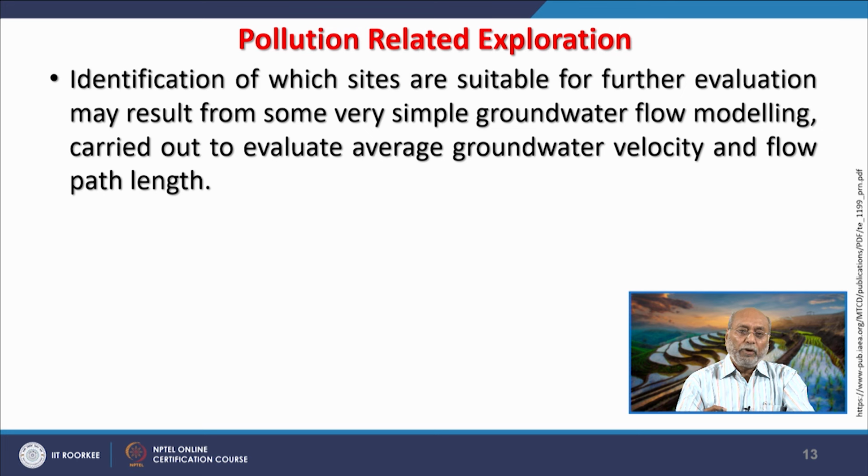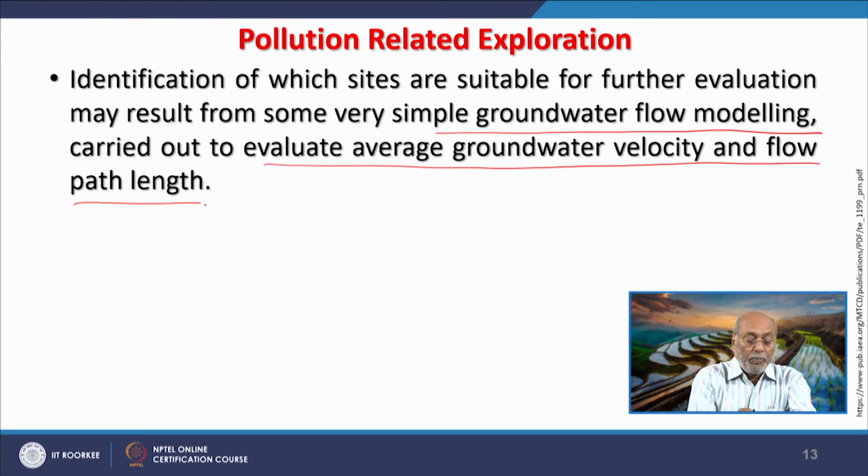If there is no choice and it is only one site, then that cannot be a very good decision. But if it is possible on 3-4 sites, one site can be chosen which will create minimum pollution to our groundwater regime. So, these sites are identified as suitable for further evaluation, for groundwater flow modeling, and then we evaluate the average groundwater velocity and flow paths also.